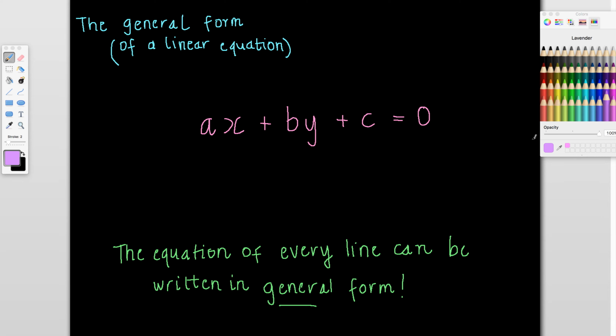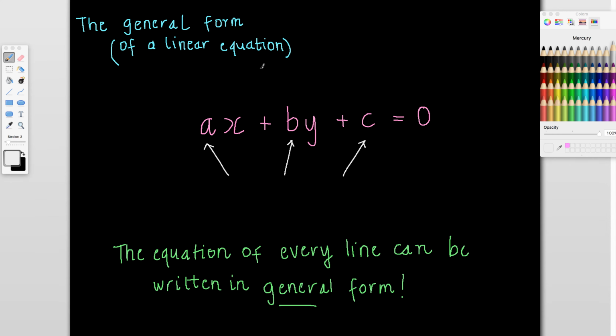Of course, the x and the y variables will be present, but we actually have it equal to 0, so that's a little bit different. And we've got here a's, b's, and c's. Of course, we had an m before, m for the gradient. We did have a b before, which represented the y-intercept. But with the general form, depending on the equation, generally you're not going to be able to read the gradient and the y-intercept directly from the equation.